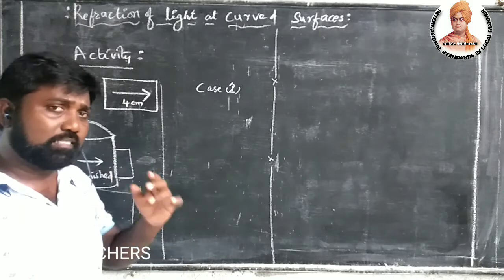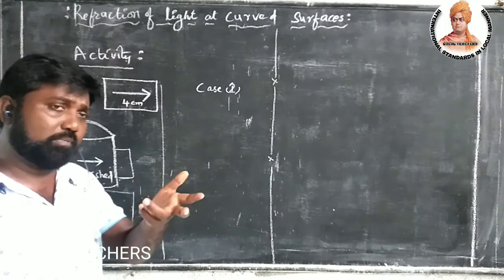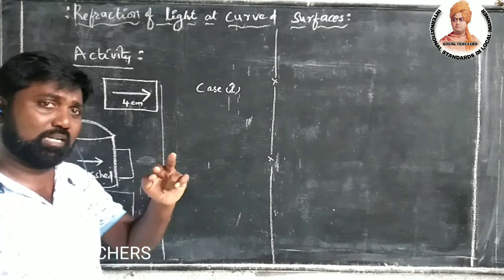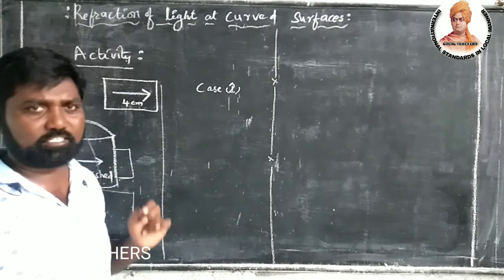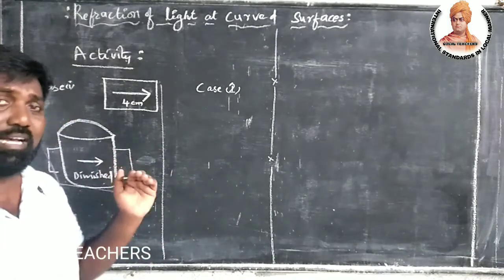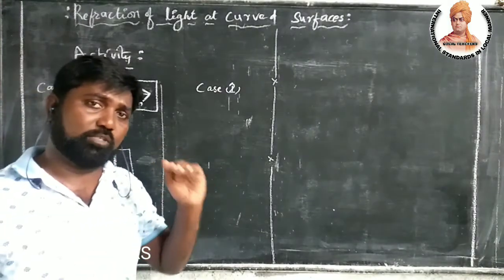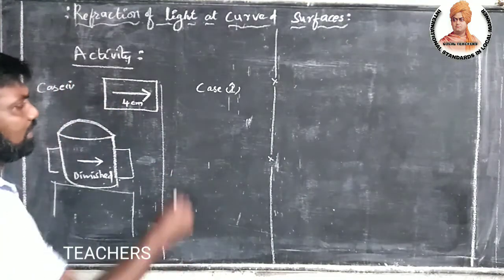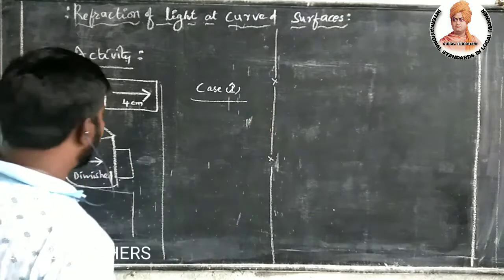But why it seems to be diminished? That is nothing but, here the rays undergo refraction two times. So by the refraction effect only, the arrow seems to be diminished.